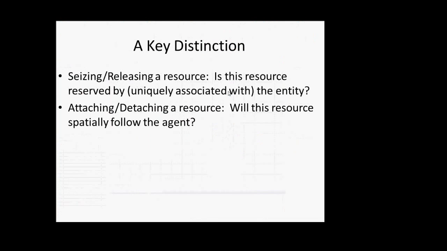There's a separate distinction from seizing and releasing that has to do with attaching and detaching. Seizing and releasing have to do with uniquely reserving a resource, uniquely being associated with a resource for some period of time. Attaching, detaching is all about will things spatially follow the agent. Things that have already been seized by the agent, will they then follow the agent physically as they move through the system? As they move through these paths within the system, will the resources follow them or not?